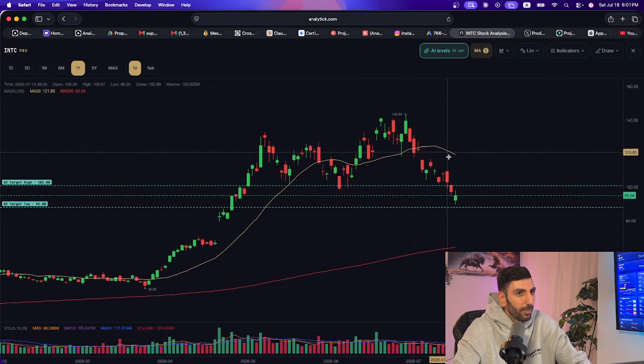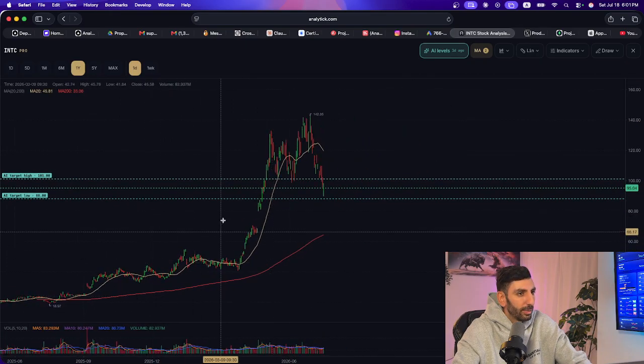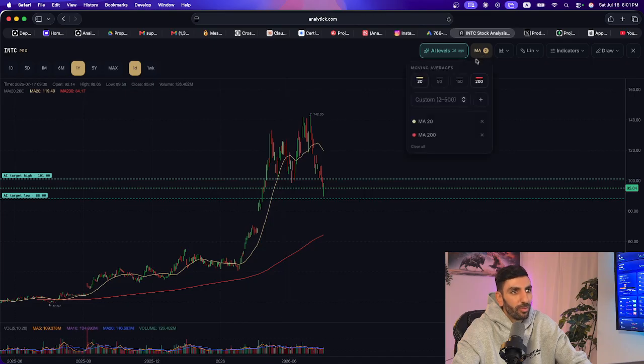For long term, I use it for more established stocks, not like the chip makers, the semiconductors that have run crazy recently. I like to use the 150 moving average. This is the third one.